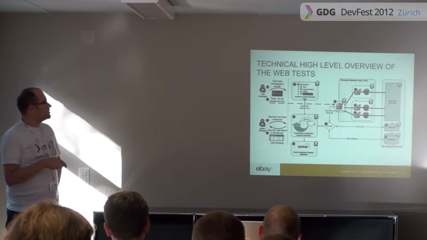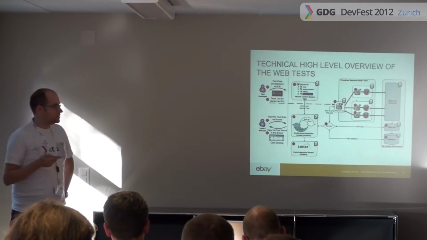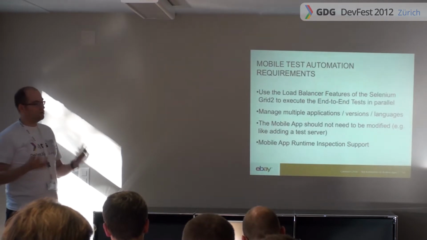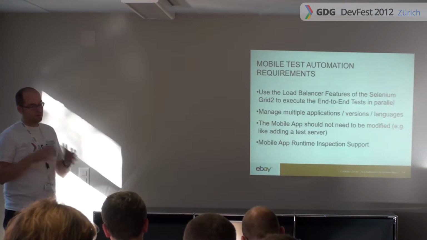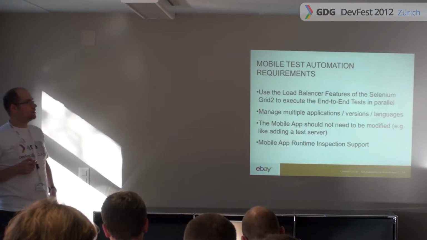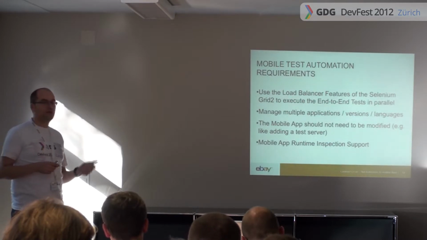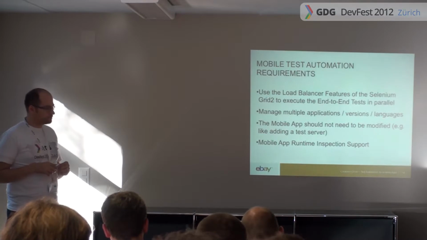And we have this continuous integration server, so that the tests can also be kicked off from the CI server. And so for us, it was really important that the new framework could be added to the Selenium grid to run the automated tests in parallel. And one important thing is that we can also manage multiple applications, multiple versions, and also different languages.